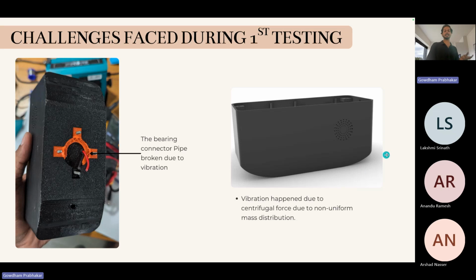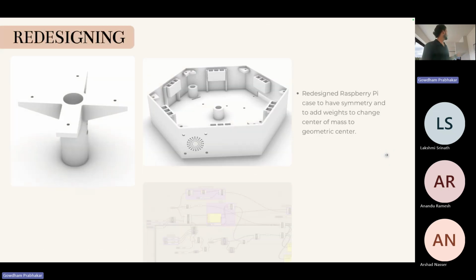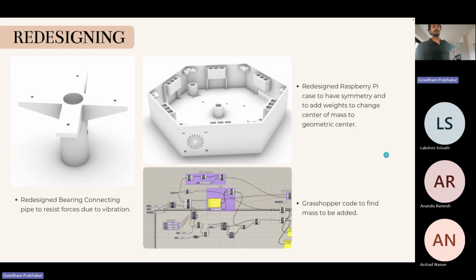So we had to redesign the ball bearing connector. We included a flange to better resist the vibration. And we also redesigned the Raspberry Pi case. The black box I showed earlier, we redesigned to a more symmetrical shape.